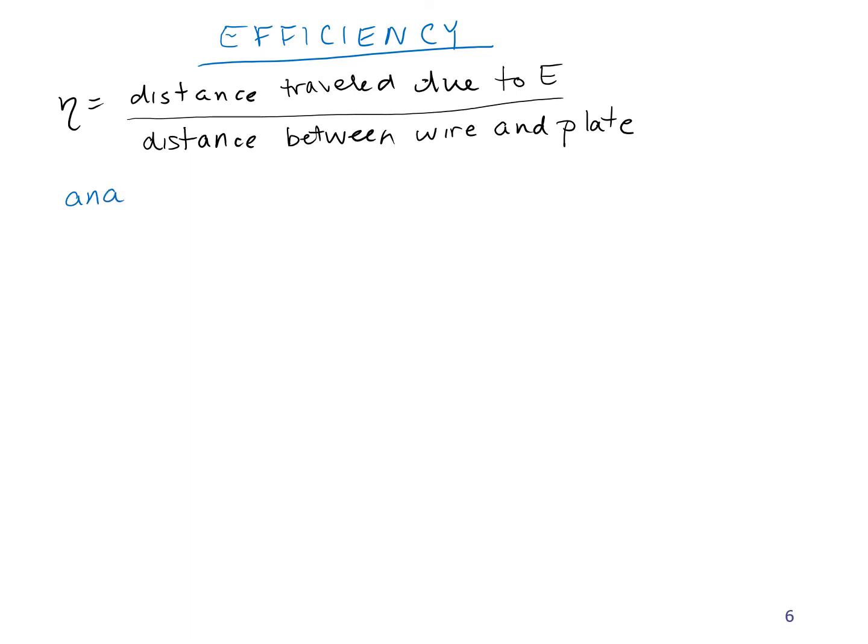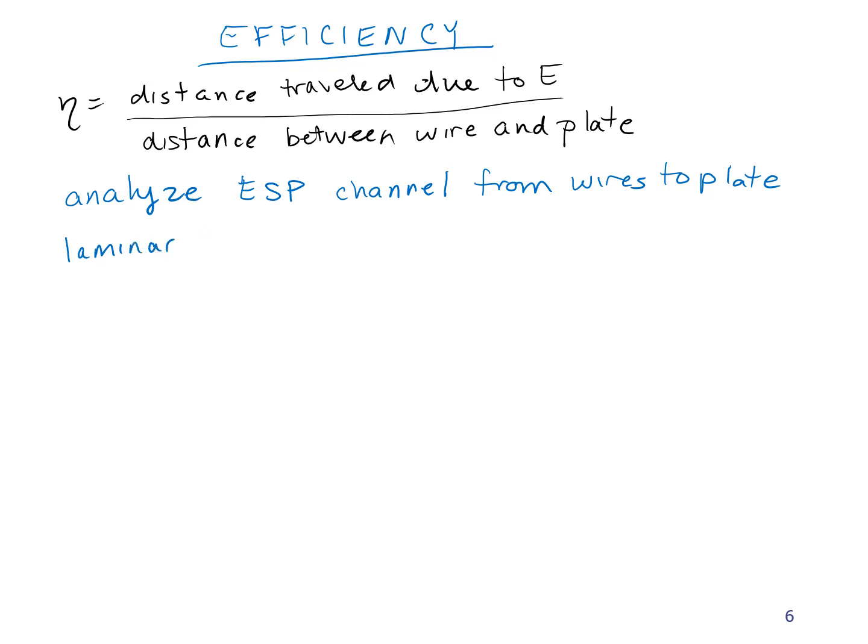And so we're going to analyze essentially the ESP channel from the wires to the plate. So it's kind of half of the entire width, just with D rather than 2D. And we can do this in two different ways. We can do it first by assuming laminar flow, where this efficiency is equal to the drift velocity times the time that the particle spends in that channel divided by the width of the channel.